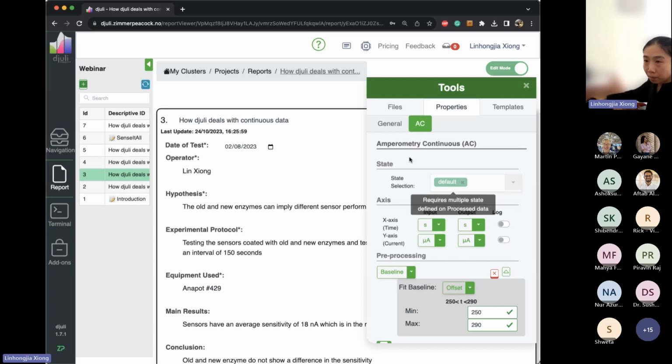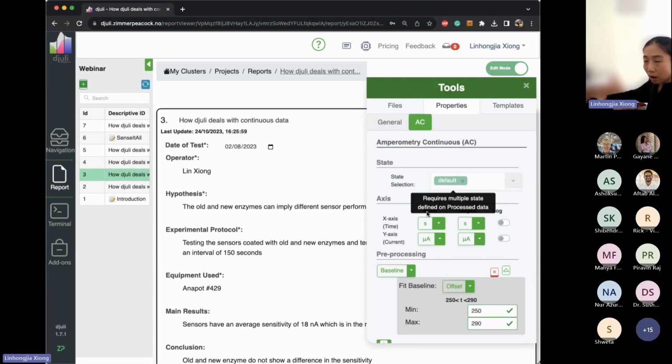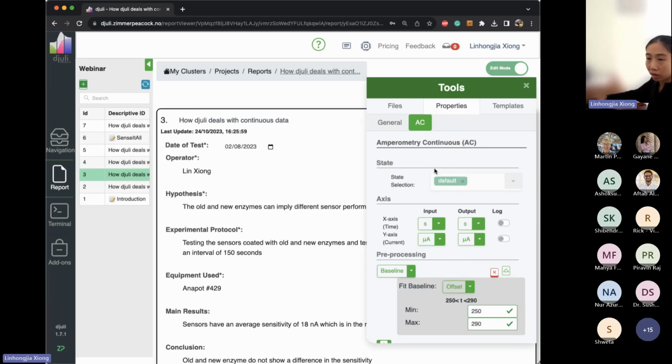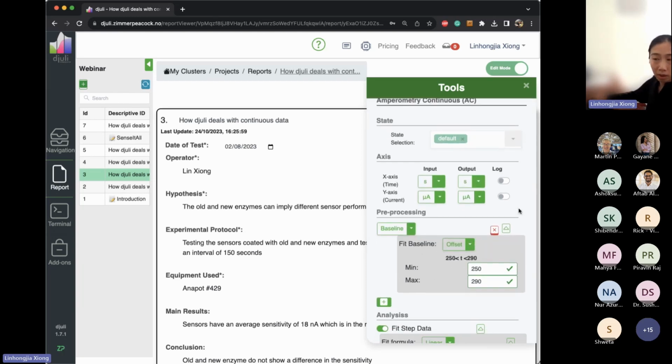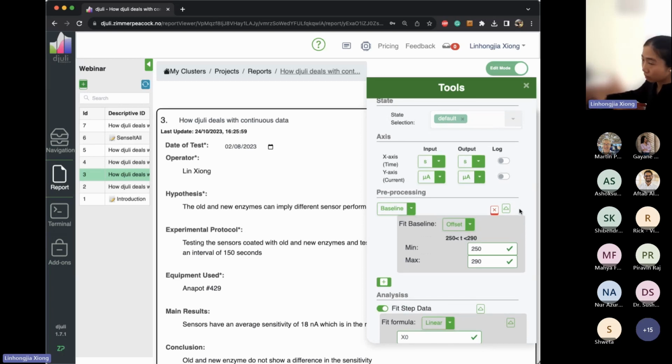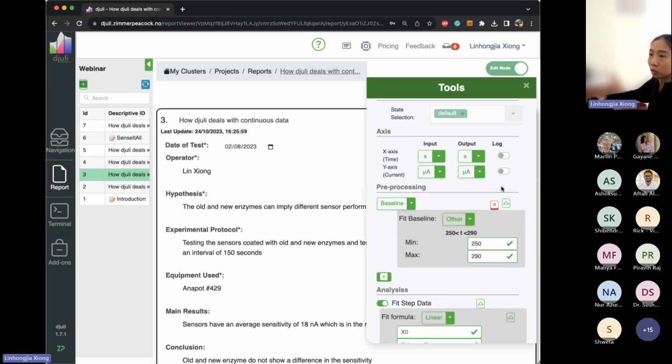Under this tab, you have multiple selections, and you can do quite a few things. For example, if you did multiple scans, you can select the status for the scan. You can choose the first scan or the second scan. In terms of the axis, depending on how you want to view your data, you can give it different units, or take the log of the data.